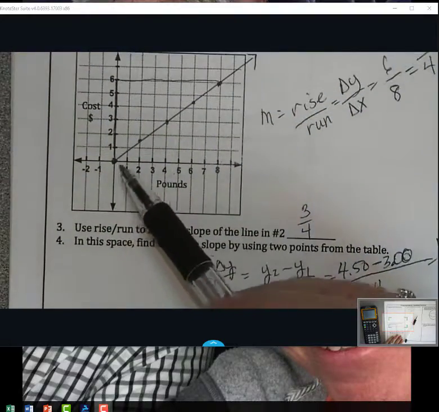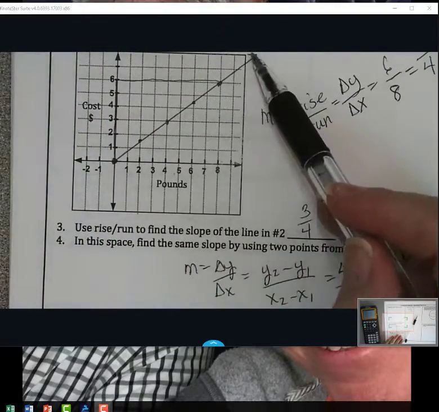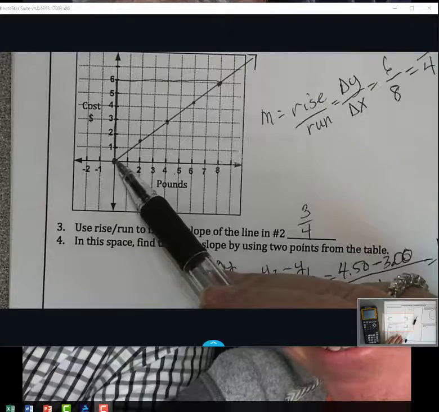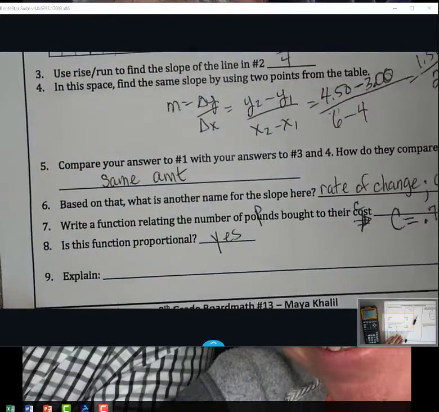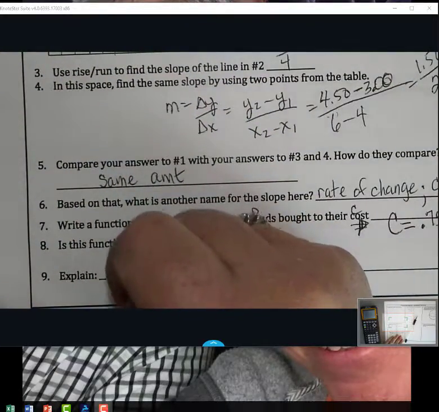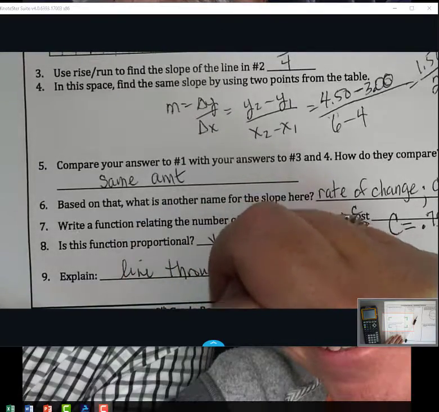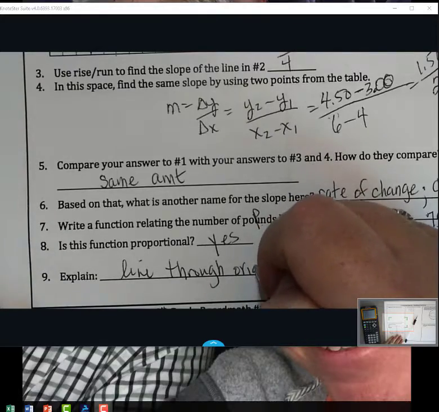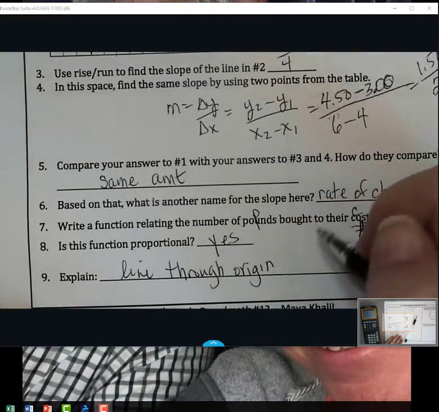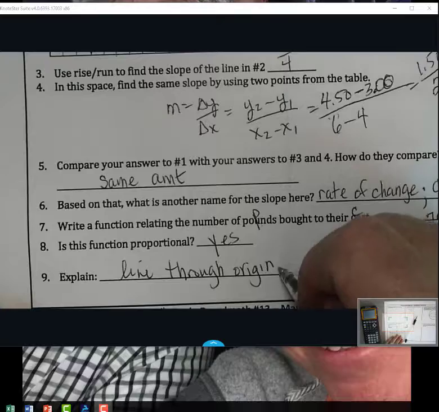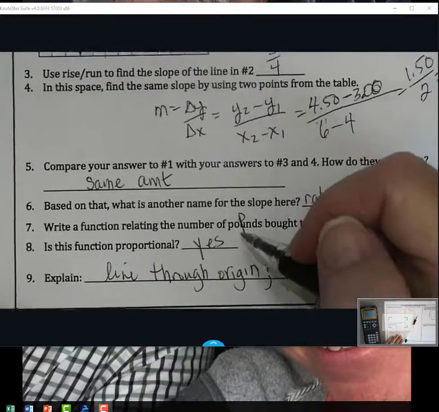And the line goes through the origin. So line through origin. And the ratios between the points are equal.